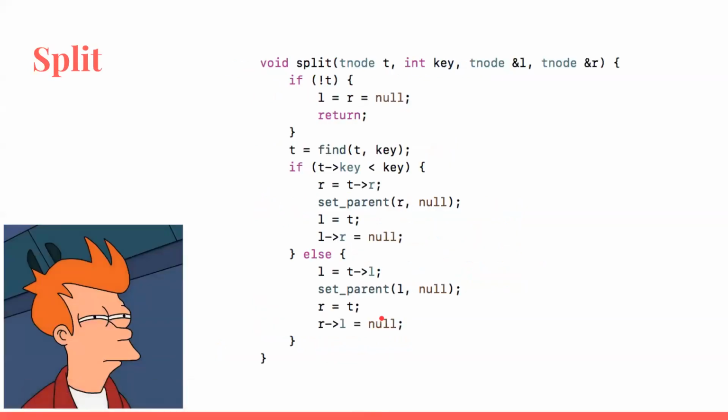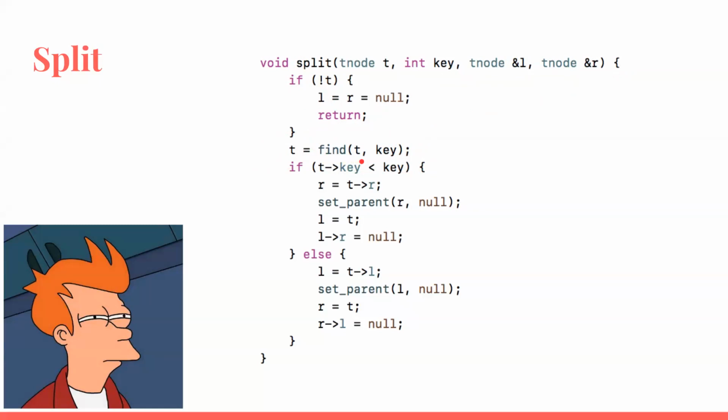Split. Our split will split a splay tree into two parts. In the first one, the keys should be smaller than key, and in the second one, the keys should be greater or equal to key. It's pretty similar to the treap split, but let's go over it very fast. If T does not exist, then L and R are null. Otherwise, we are going to find this vertex key.